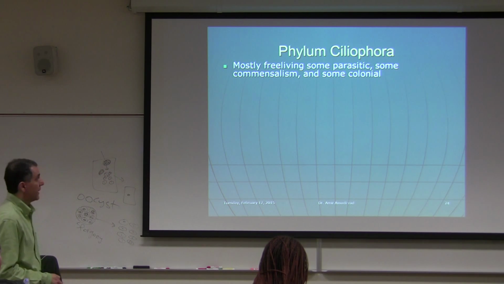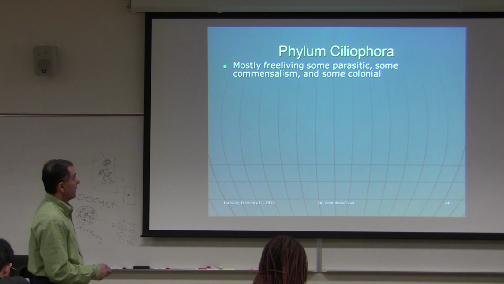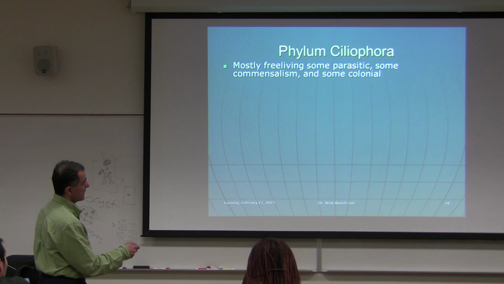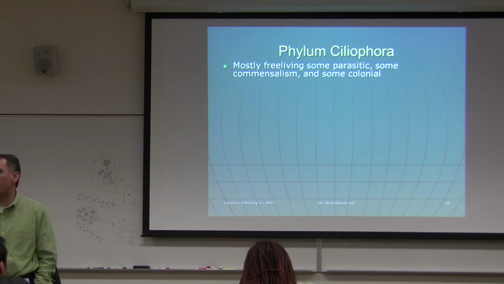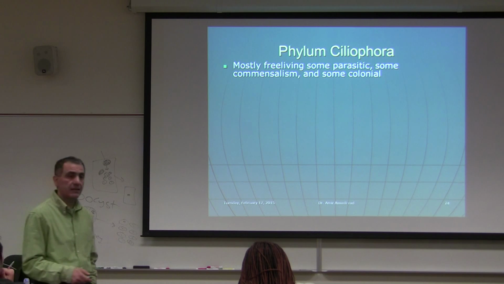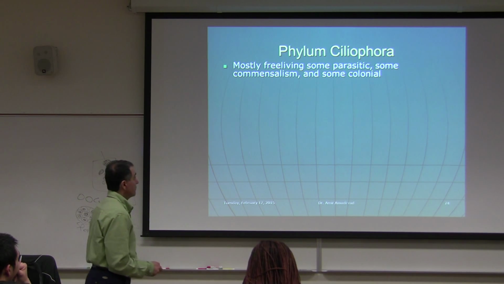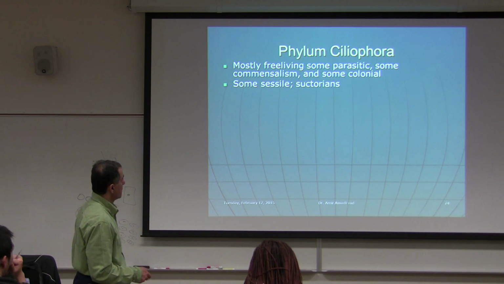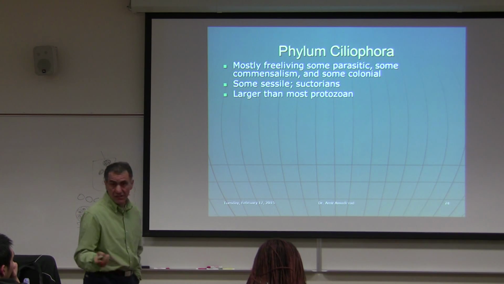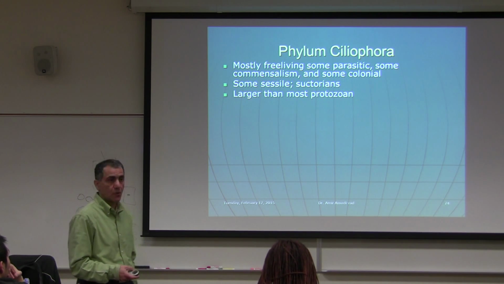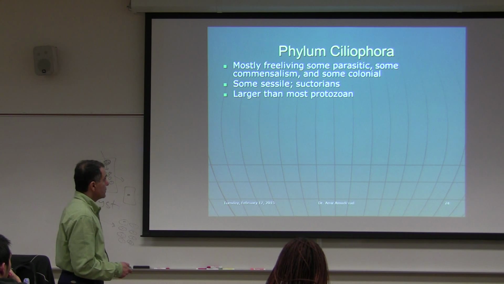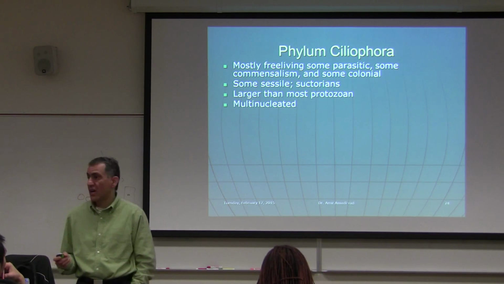Mostly free living, some of them parasitic, which is Balantidium coli, some commensalism and some colonial, some sessile. The sessile ones are called Sartorians. Larger than the rest of the other protozoa.